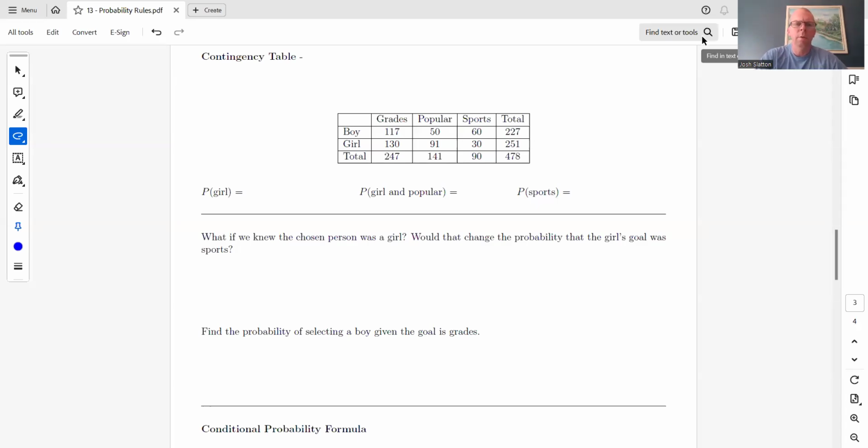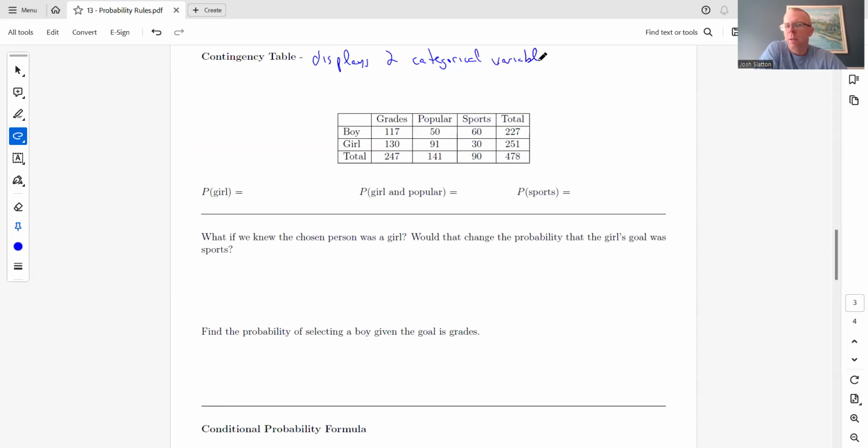All right, so let's continue with chapter 13, probability rules. So we're going to look at a little something different in this one, but continuing on with what we were talking about. So let's introduce the idea of a contingency table. A contingency table is just a table that displays two categorical variables. And so you see one here.